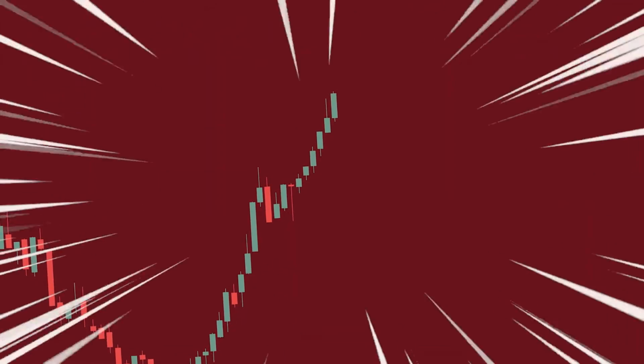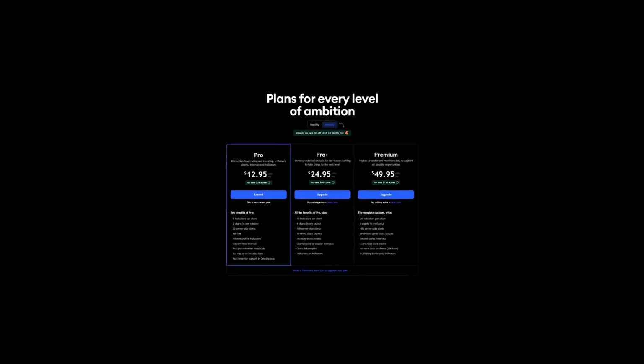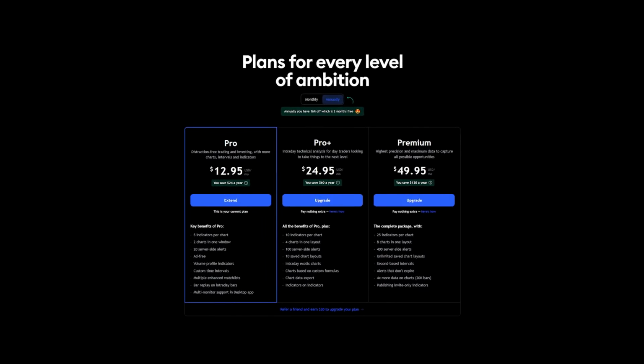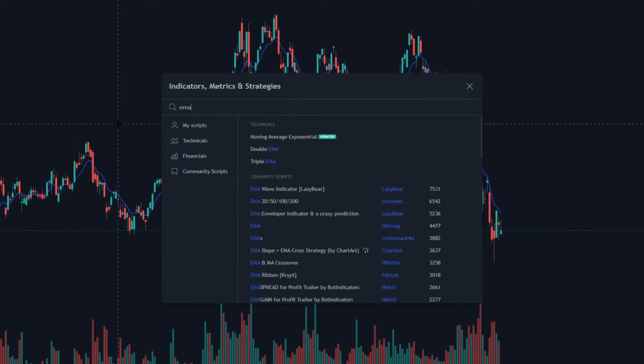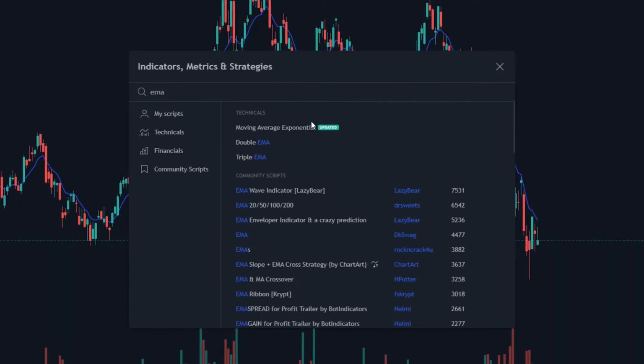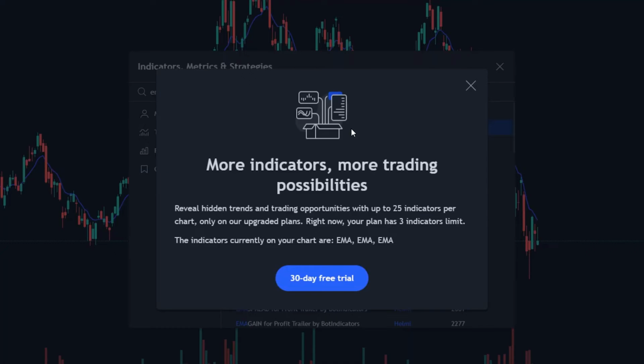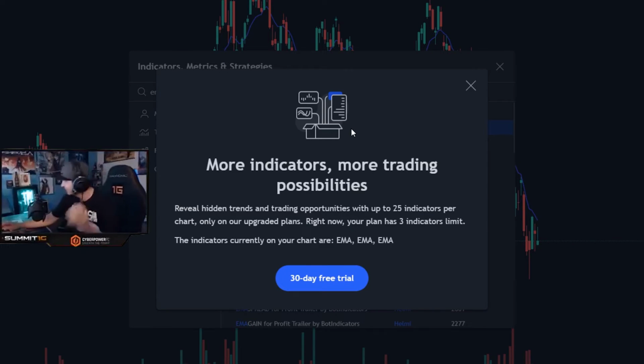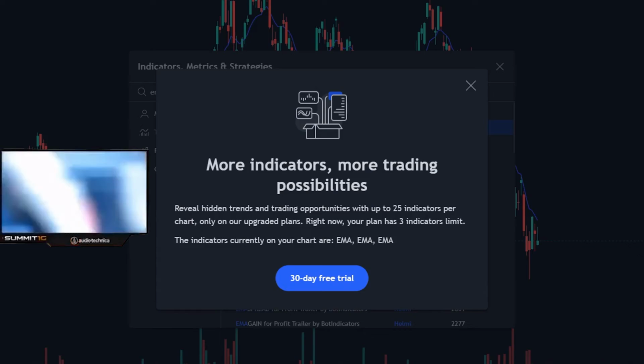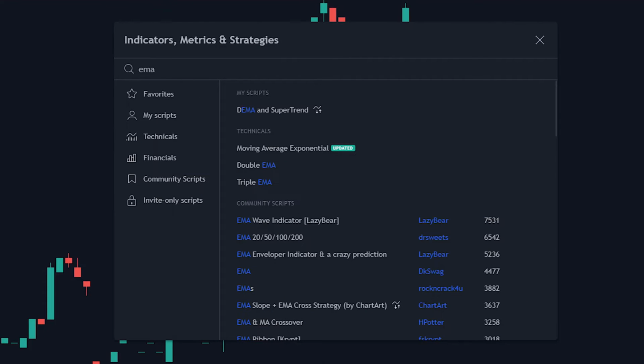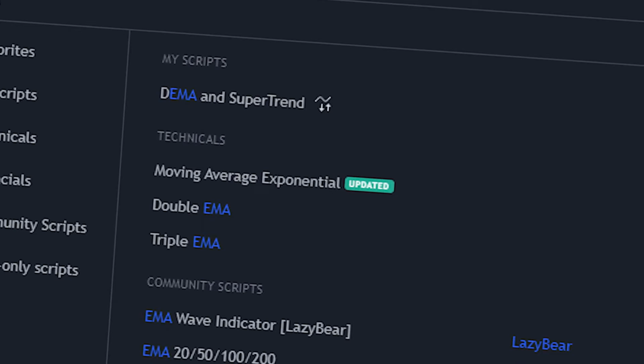Now it's time to go into some tips on how to make this strategy even better. Now, I know everyone doesn't have the paid version of TradingView, so a lot of you can't have more than 3 indicators. But if you can have more than 3, you should definitely add a 200 EMA to this strategy. This will significantly increase the win rate.